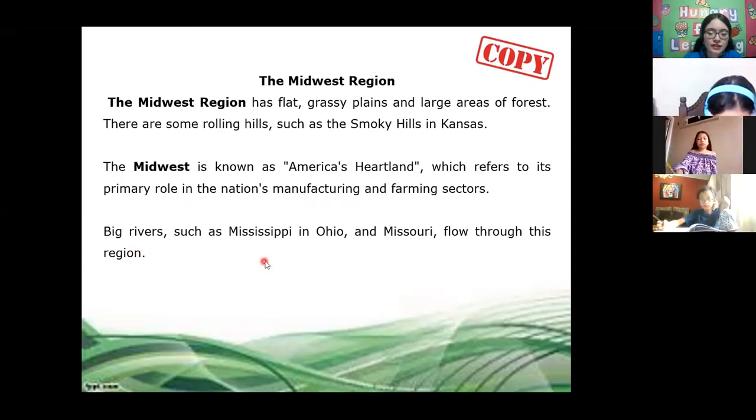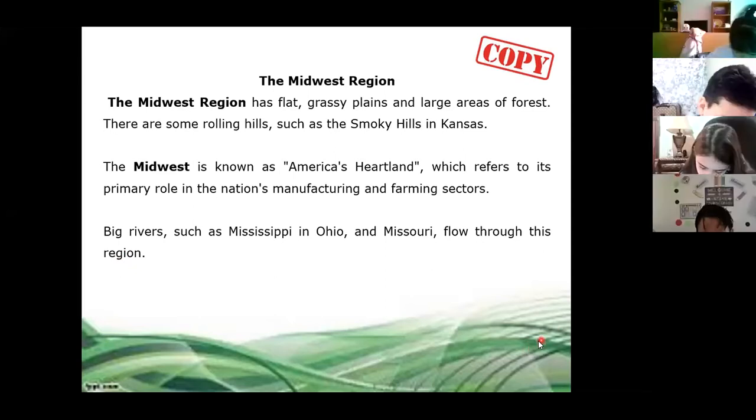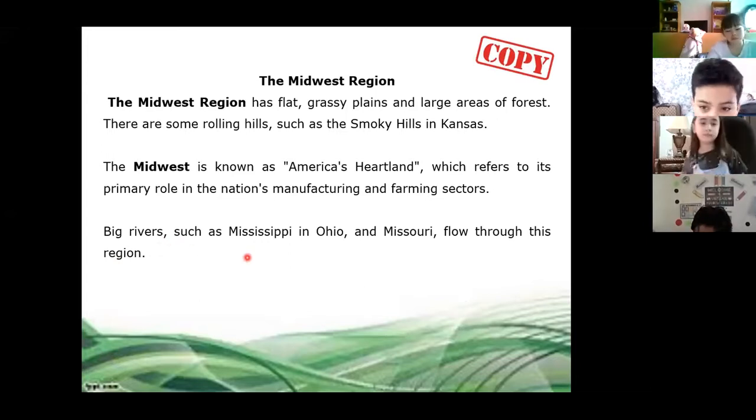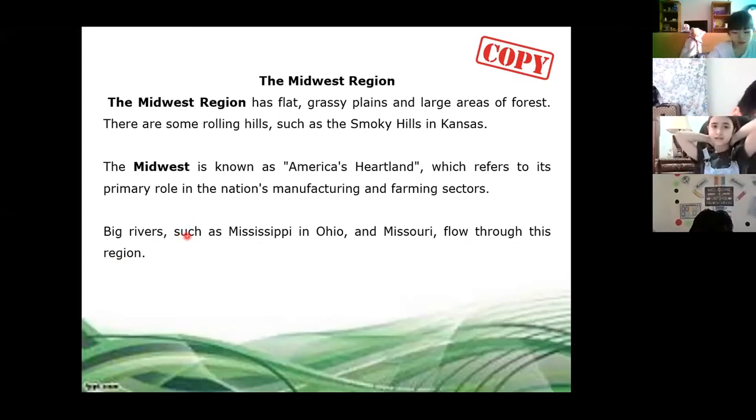Big rivers. In this region we can find big rivers, such as the Mississippi, the Ohio, and the Missouri, that flow through all these regions. The Mississippi River is the river that is well known in this region. There are a lot of things we can find there, but this is the most attractive because it's a big river. It's the biggest one, the Mississippi River.